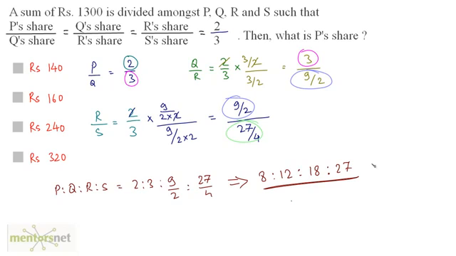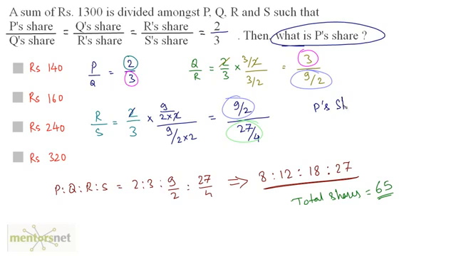Now the total shares is equal to the addition of all the shares. So 8 plus 12 plus 18 plus 27, which is 65, right? Now we want to calculate the share of P, right? So P's share is 8 shares out of 65 shares. So the total sum is 1300. So P's share is equal to 8 out of 65 shares times the total amount, which is 1300, and that is equal to 160 if you solve it. So our answer is option B.